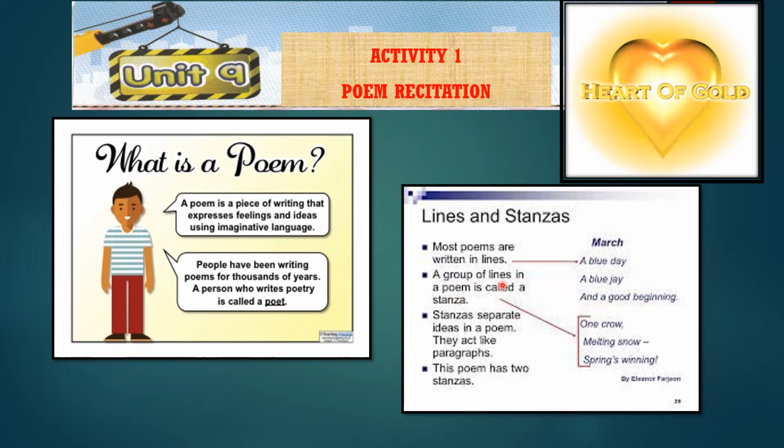But a group of lines in a poem is called a stanza. So these are a group of lines. So these are called a stanza. A stanza acts like a paragraph. So we can see that this poem has two stanzas. This is the first one and this is the second one.